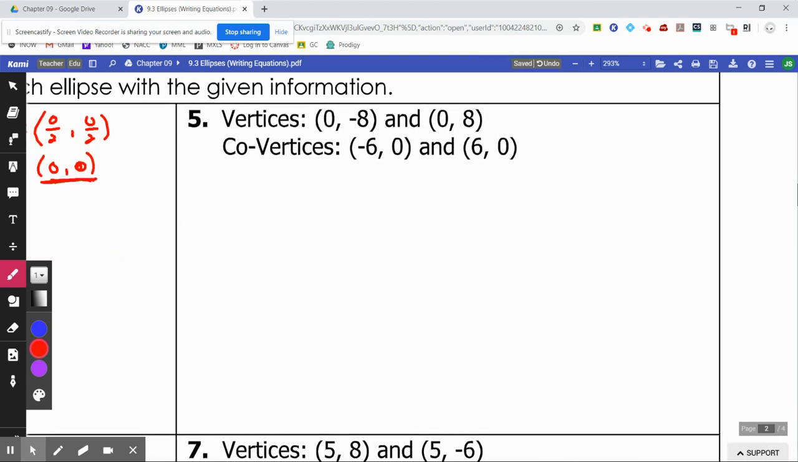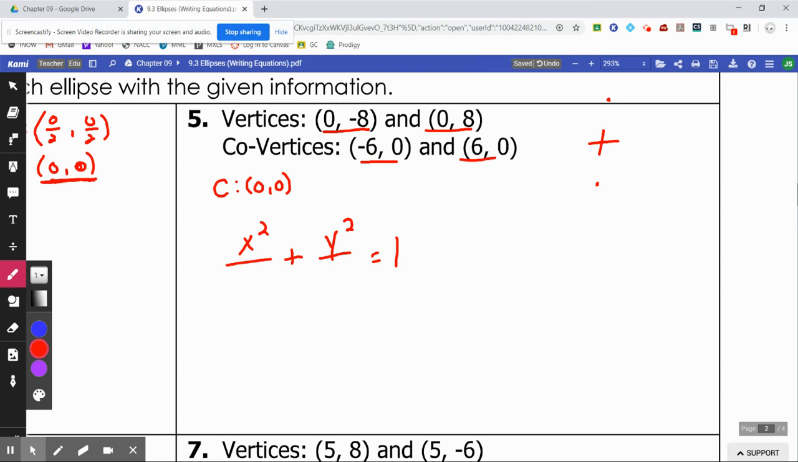Okay, another one just like that. Our vertices are at (0, -8) and (0, 8). Notice that the vertices now are up and down from the center. So therefore, you can find the center by simply finding the midpoint of these or the midpoint of these. But again, that center is going to be, in this case, (0, 0). So that gives me x squared over something plus y squared over something is equal to 1.